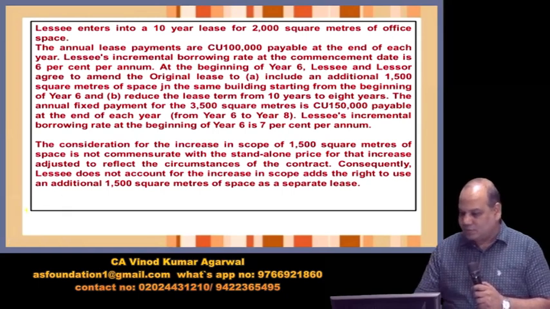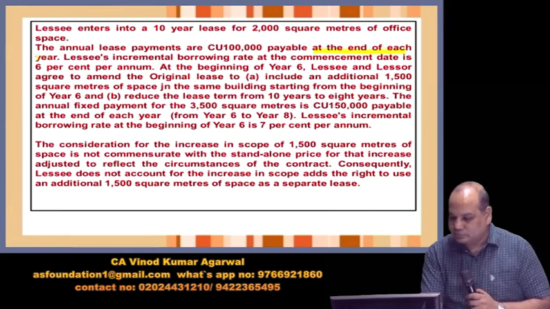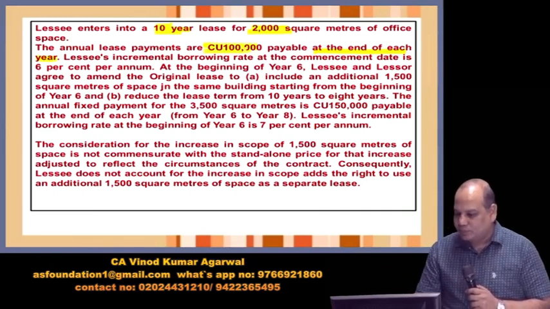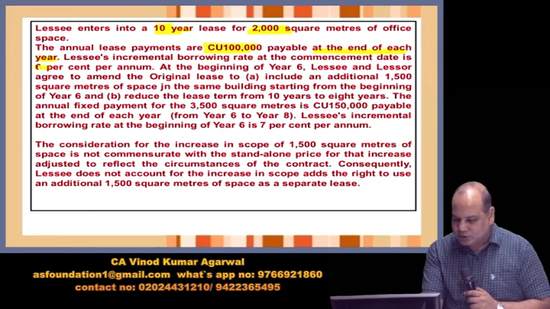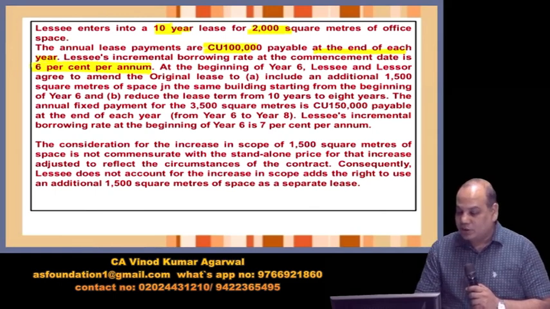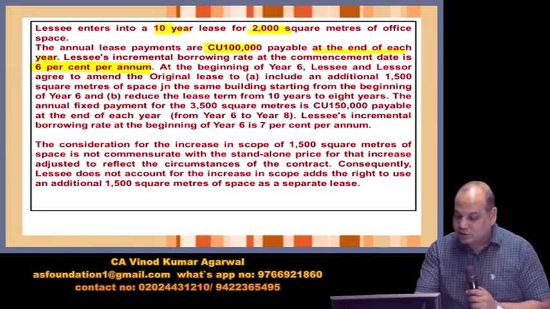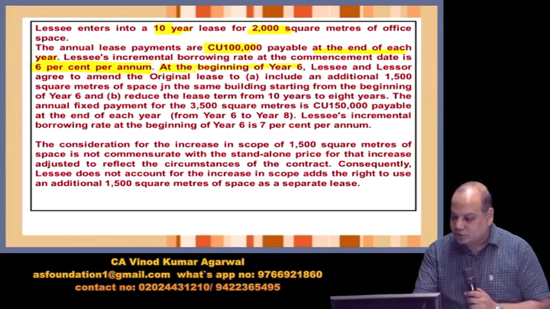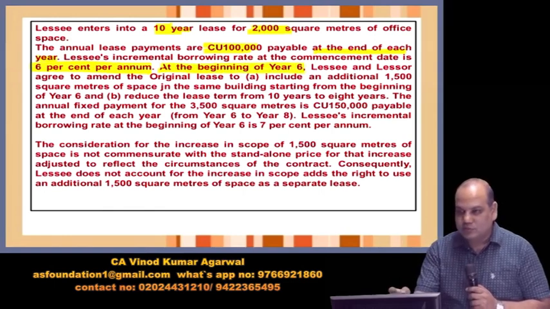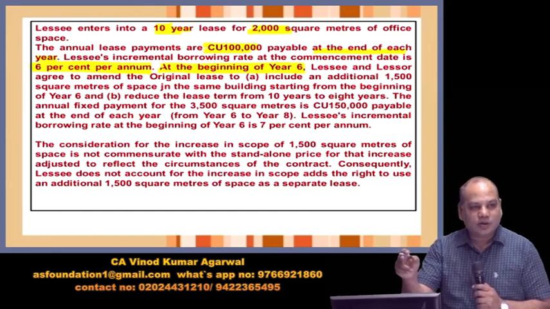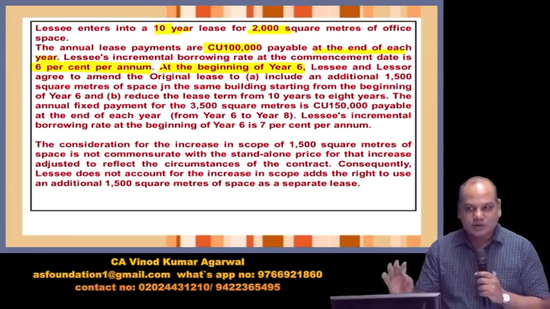So my calculation is simple. 10-year original term, area 2,000, lease rental 1 lakh, frequency, annual payment at the end. Lessee's borrowing rate 6% per annum. So this is my original question, very easy. At the beginning of year 6, means 5 years are over. So whenever there is a modification, you find out on the date of modification two things. What is my carrying amount of liability? What is my carrying amount of asset?